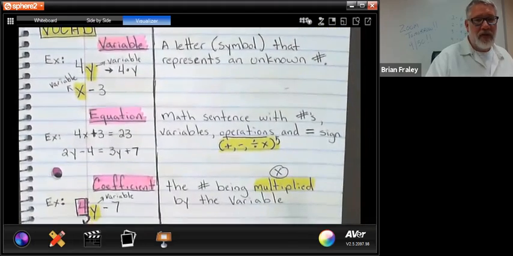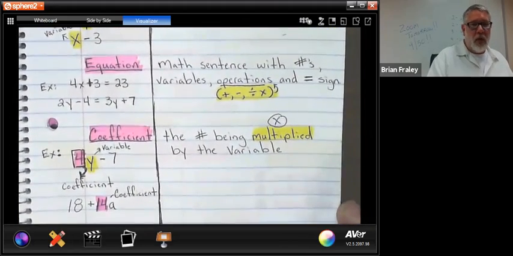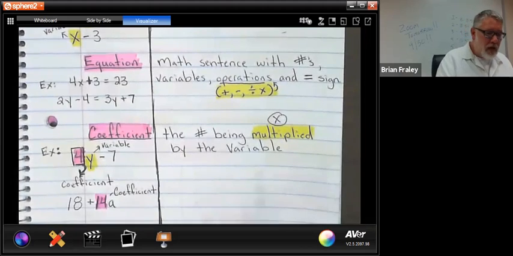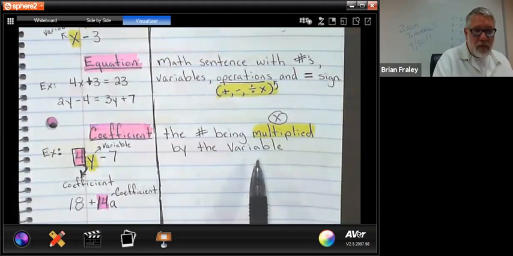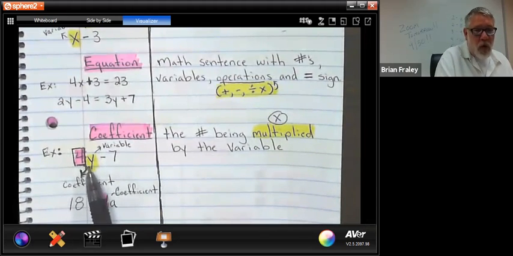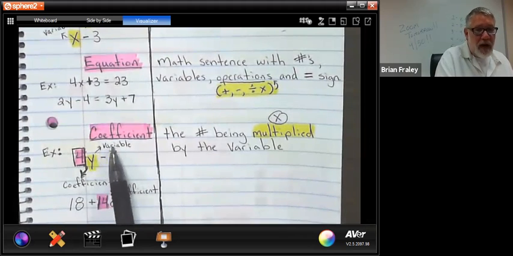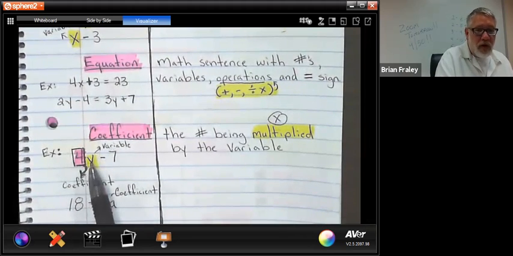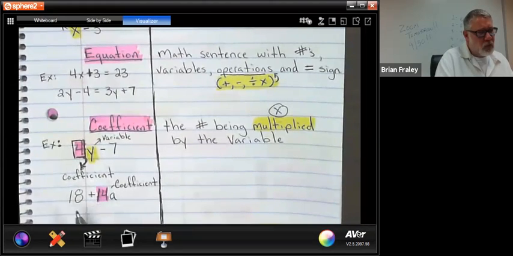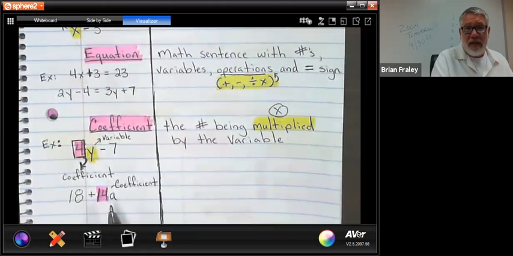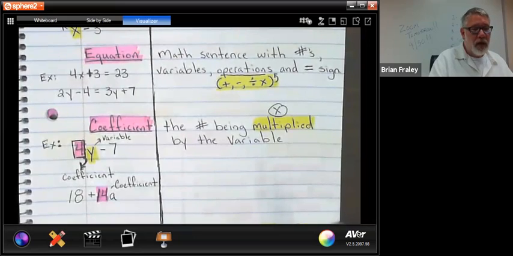The next definition we're going to go over is coefficient. Now, coefficient is the number that's being multiplied by the variable. So if we look at our example, we've got 4y minus 7. Obviously, the variable was the y. Well, 4 times y, so 4 is the coefficient. Look at the next example. You have 18 plus 14a. It's written a little different, but you notice that the 14 and the a have nothing in between, so they are being multiplied, which makes 14 the coefficient, okay?